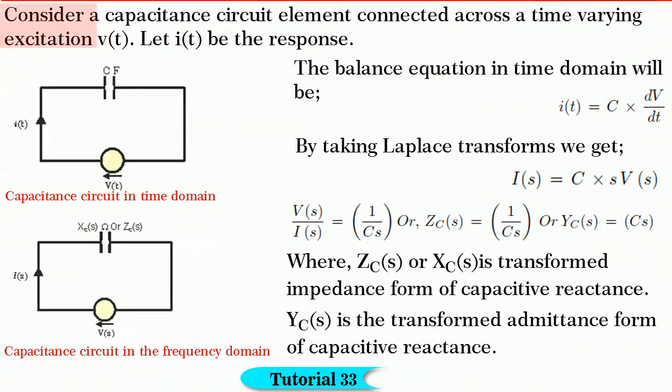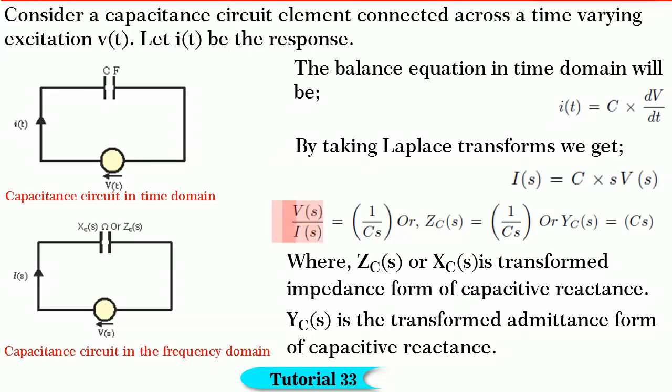Friends, next consider a capacitance circuit element connected across a time varying excitation as shown in the figure. Let the response be i of t. For the above circuit, the balance equation can be written as i of t is equal to C into dv by dt. This you know. By taking the Laplace transforms, we get capital I of s is equal to C into s into capital V of s. Here also we assume that the initial voltage across the capacitor is 0.